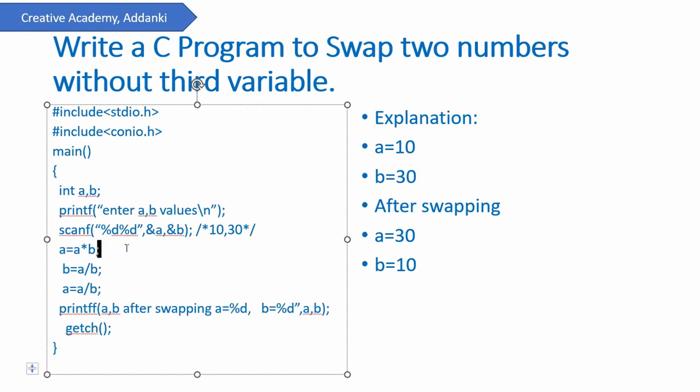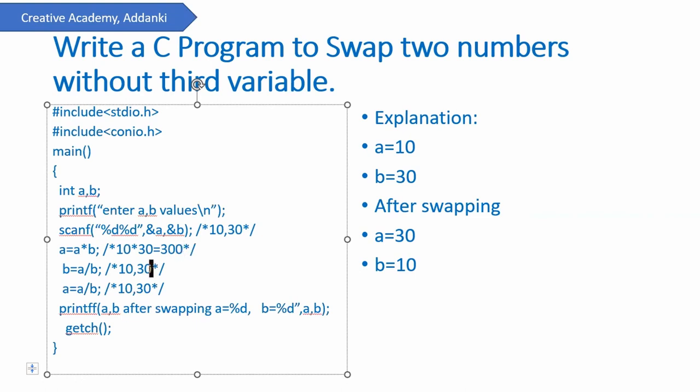Now what is happening here? You just see what is happening. I'm adding the comments for easy understanding. So first step, we already gave values A and B as 10 and 30. Now 10 into 30. First step is 10 into 30. Now what are we getting? We are getting 300.